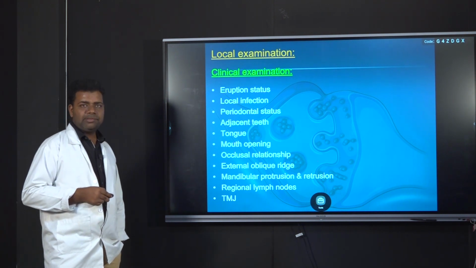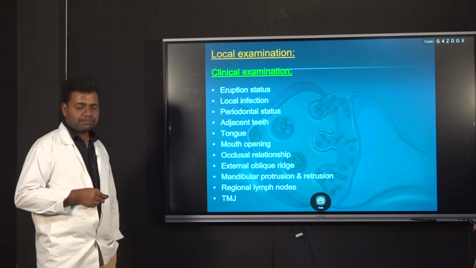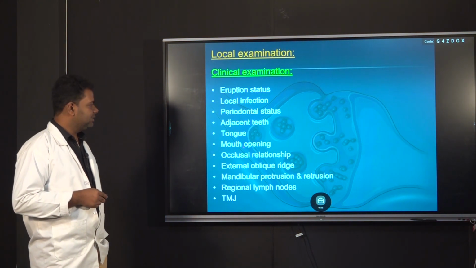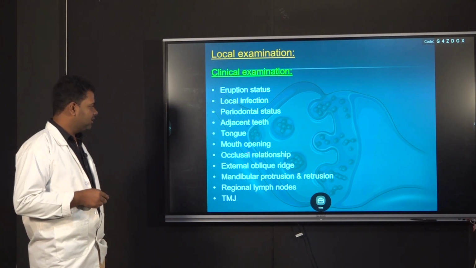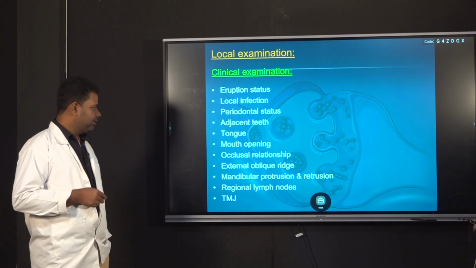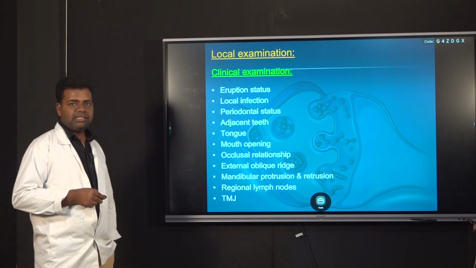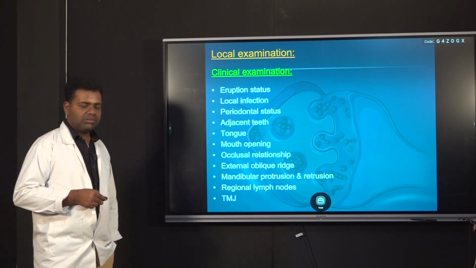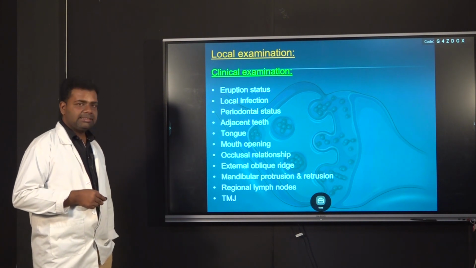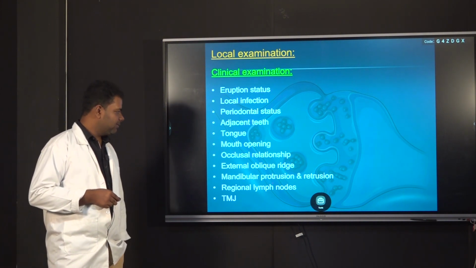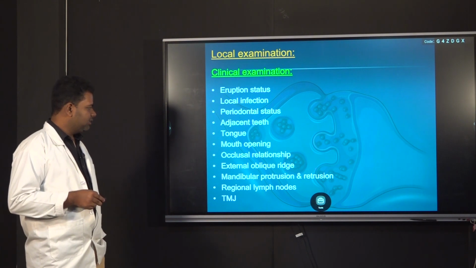The mouth opening may be less because of trismus or any space infections, and it can result in difficulty in extraction of third molars. And the occlusion relationship with the upper arch. The presence of an external oblique ridge will cause difficulty, because we should remove some amount of external oblique ridge for access and visualization of the third molar. And mandibular protrusion or retrusion.